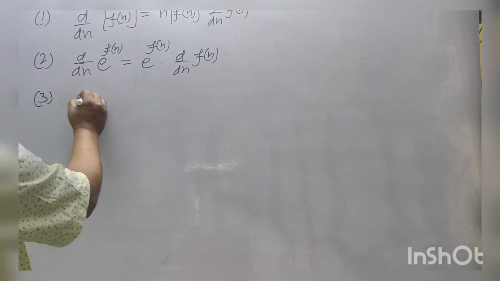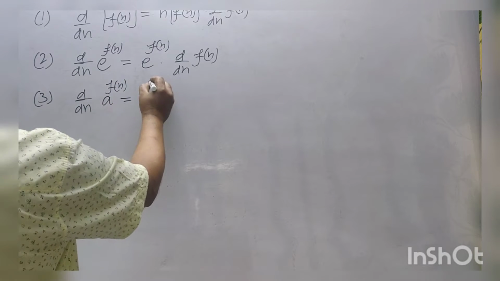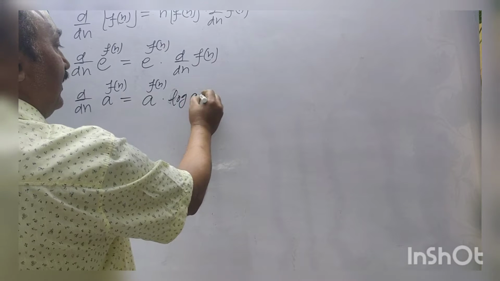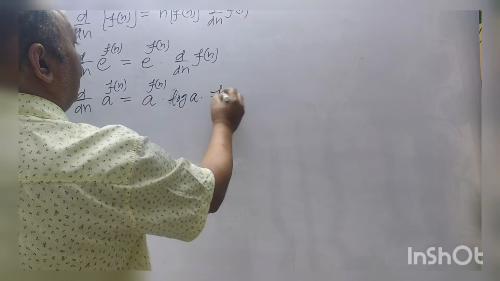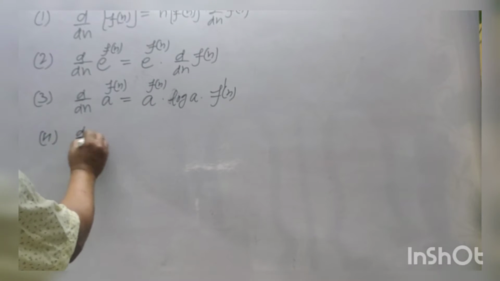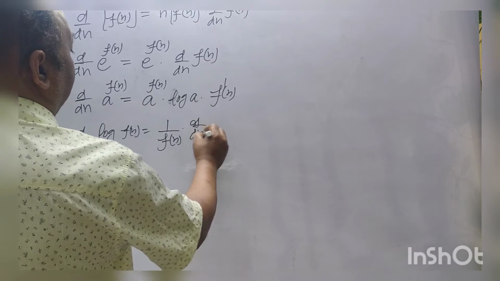Third is d upon dx of a की power f(x) is equal to a की power f(x) भी होगा और log of a भी होता है इसमें into further derivative of f(x), that can be written as f dash x. And fourth is d upon dx of log of f(x), that is equal to 1 by f(x) into further derivative of f(x).